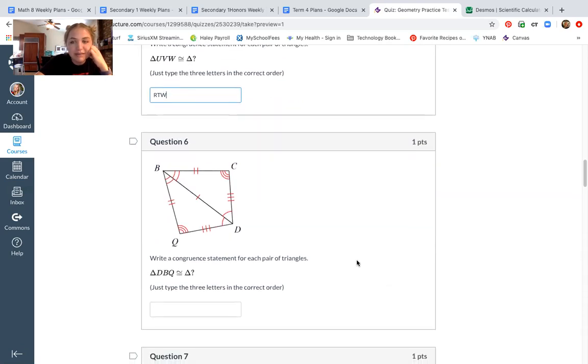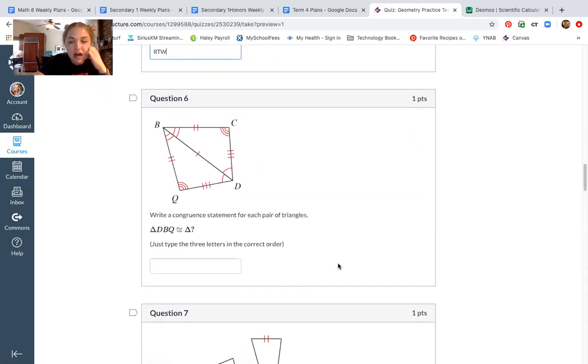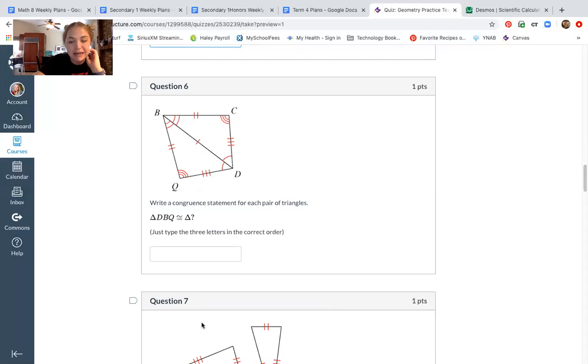Write a congruent statement for each pair of triangles. On this one, I'm using that same format. So I will start by going from D to B to Q. D was 1, B was 2, Q was 3. So I had 1, 2, and 3.